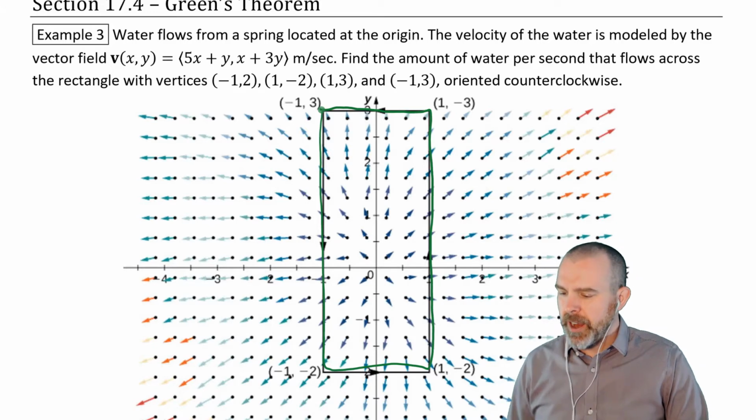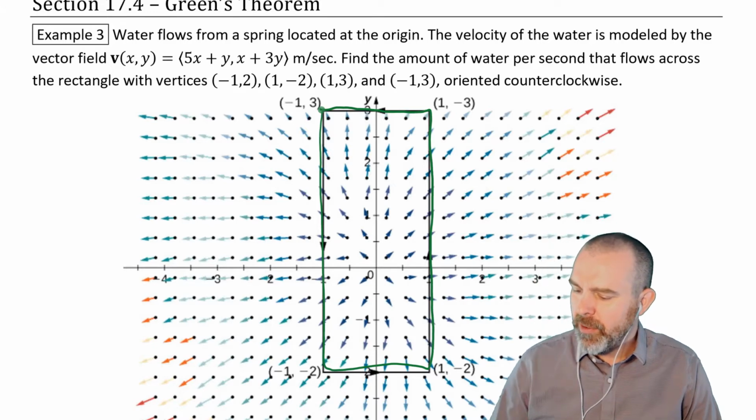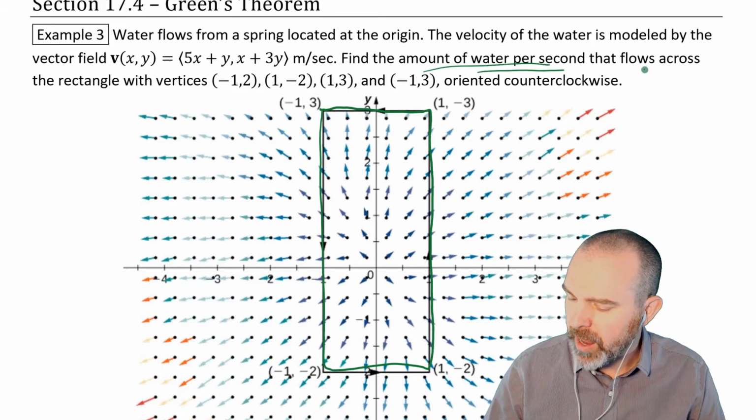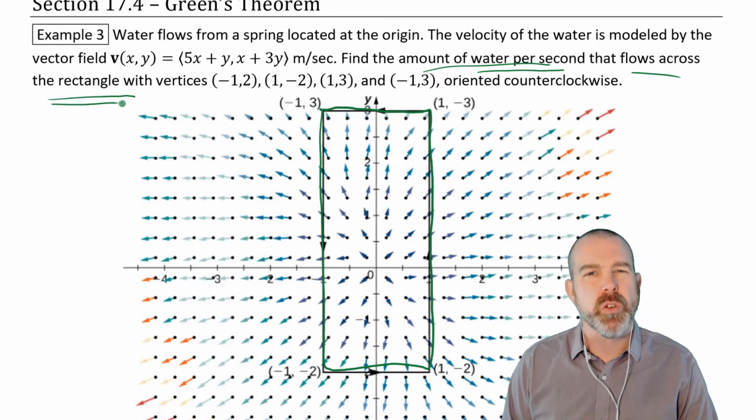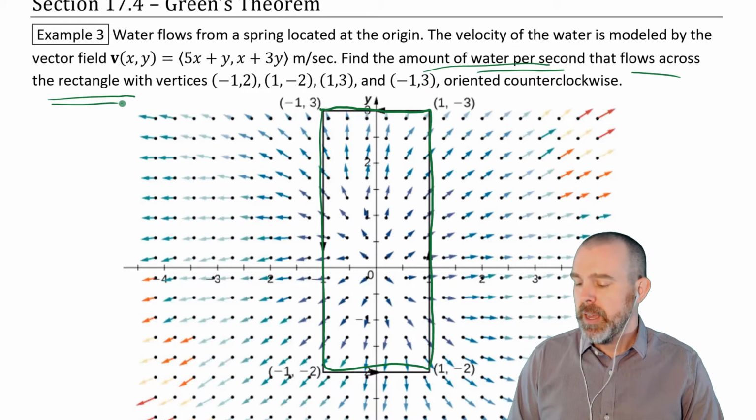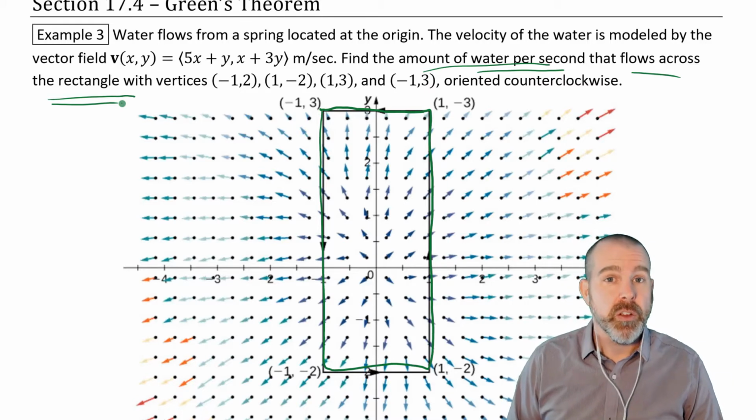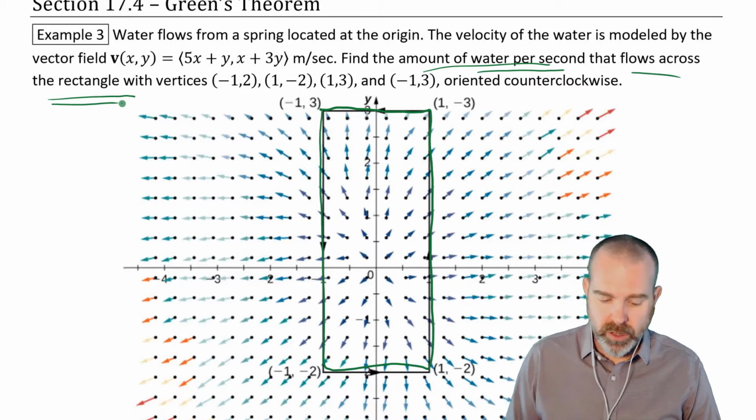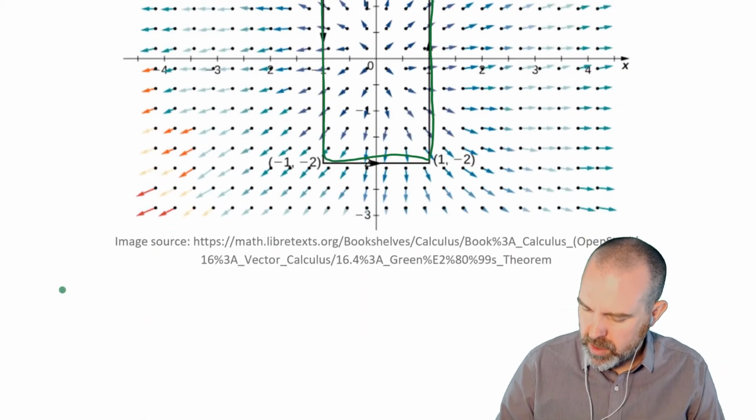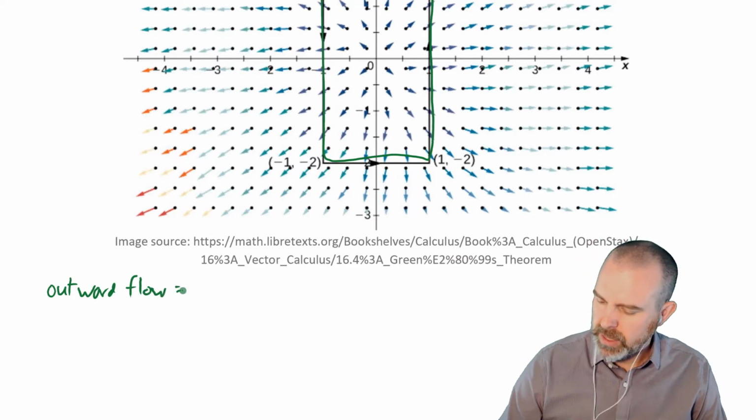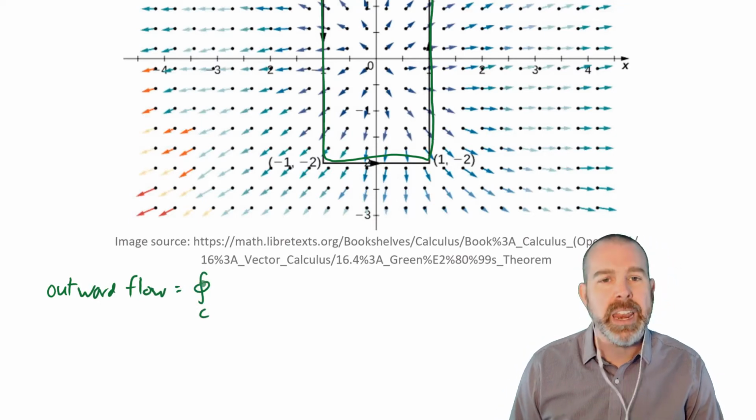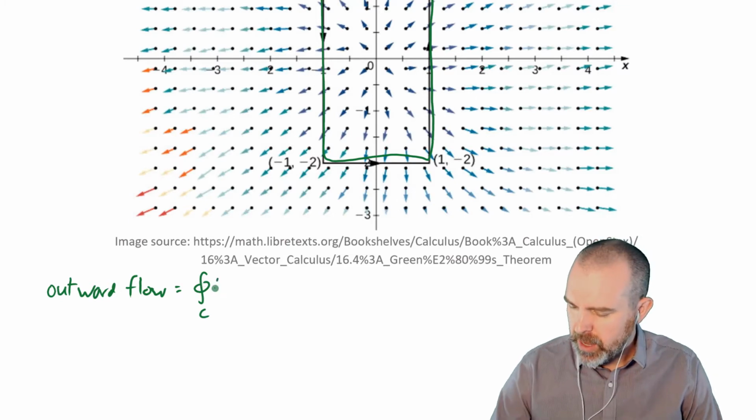It's got the coordinates there, and we want to find the amount of water per second that flows across the rectangle. How much of the water flows across that rectangle? We could do this with a line integral. That outward flow, we could do the closed line integral, because it's a closed curve, of f dot n ds.